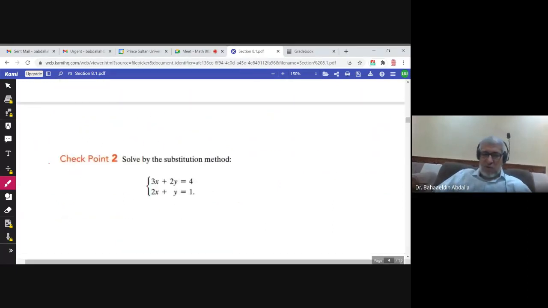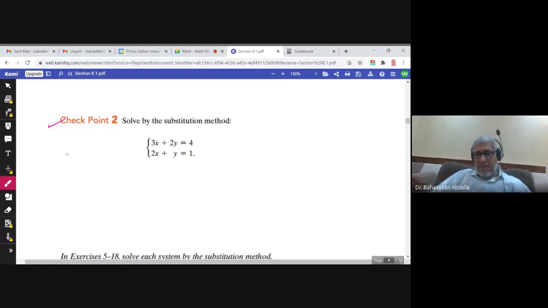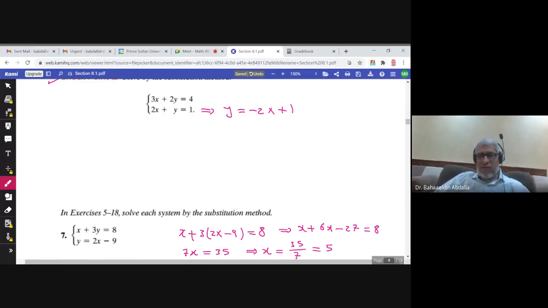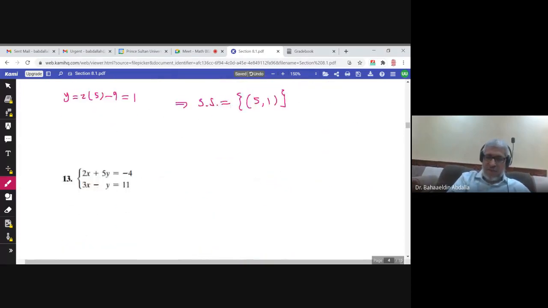Please try to solve this system, and notice that the coefficient of y here is 1. So you will start by taking 2x to the other side, solving the second equation for y, and then substitute this in the first equation, find the value of x, then go back here and find the value of y, then find the solution set of this system.